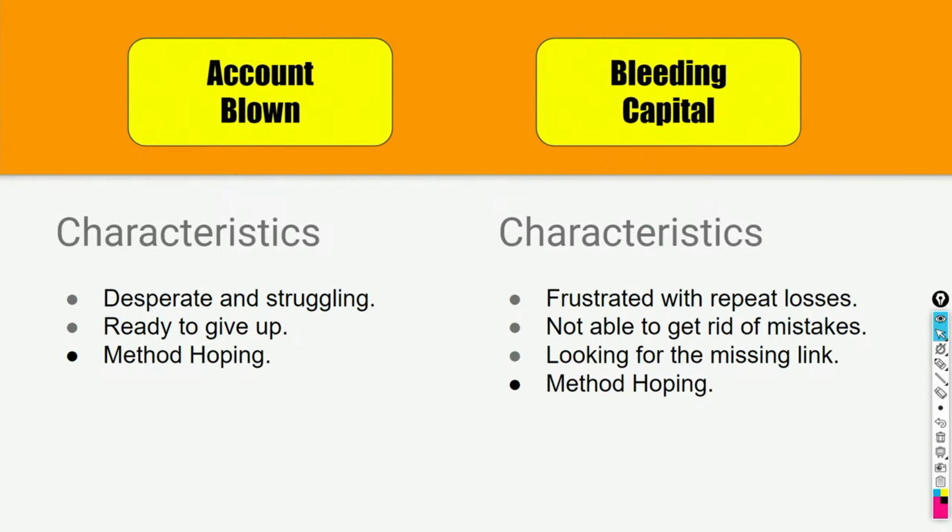Someone who has gone through this and understood that he should not risk too much is controlling his risk a little bit, but is still making smaller losses. He is frustrated with repeated losses, like no matter what he does, he's still making losses, not able to get rid of the mistakes he's making in trading, looking for that missing link. If only I could understand where exactly I need to enter, if only I could improve my trade timing a little bit. No, it's not that. It's not that.